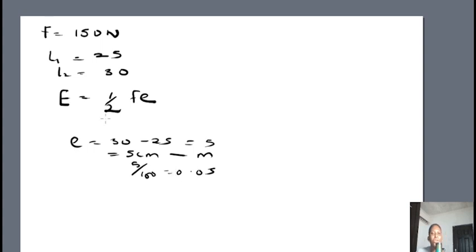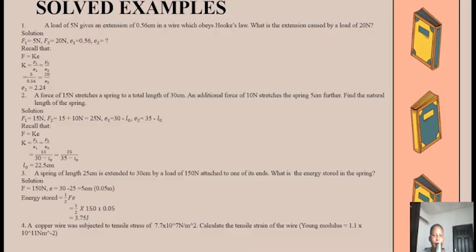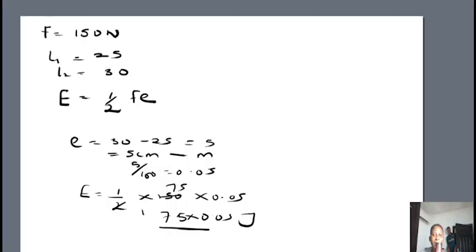So having that, we already have our extension, we have our force. So our E will then be equals to 1/2 times 150 times 0.05. So these two, we cancel this and give us 75. So 75 times 0.05 is our answer. And don't forget, it's going to be in joule. Our answer from our slide is 3.75 joules. So that's going to be equal to 3.75 joules. And that is the answer for the work done.